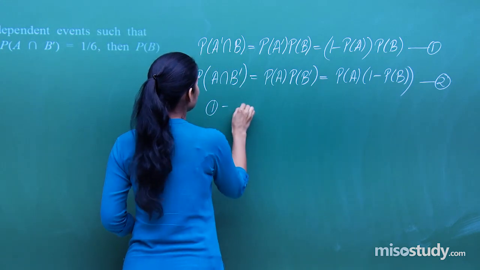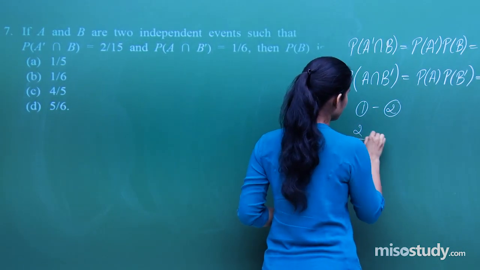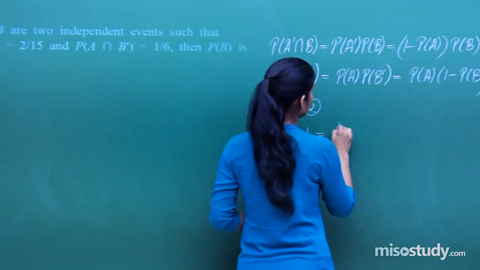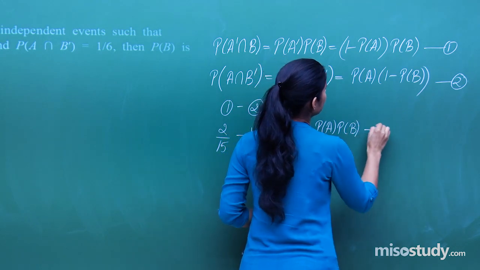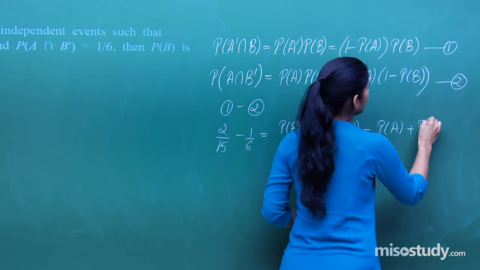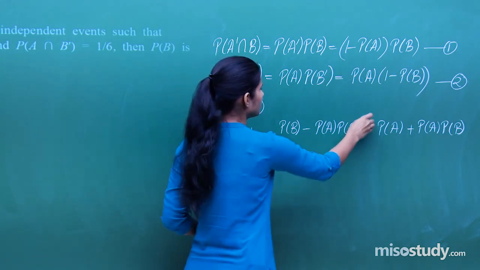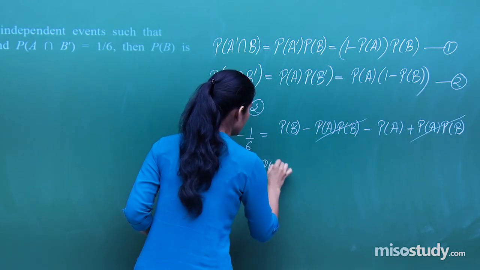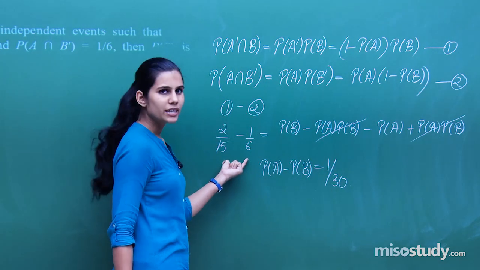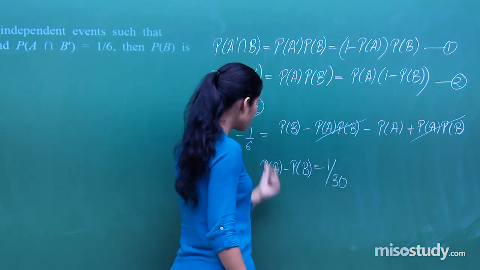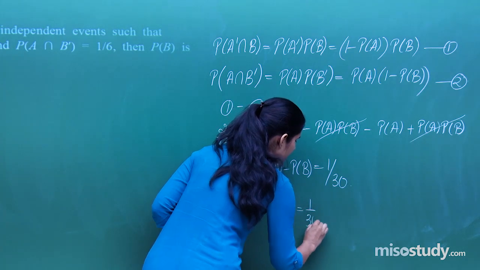When I talk about 1 minus 2, I know 1 is 2 by 15, 2 is 1 by 6. So this is 2 by 15 minus 1 by 6, which is actually probability of B minus PA PB minus PA plus PA PB. Right? That's what it is. So this gets cancelled. You have PA minus PB is 1 by 30. From here you get minus 1 by 30, this is PB minus PA. So PA minus PB will be 1 by 30, or PA is equal to 1 by 30 plus PB.